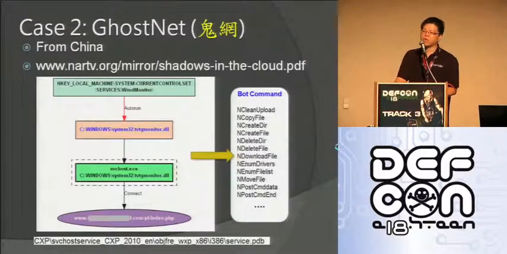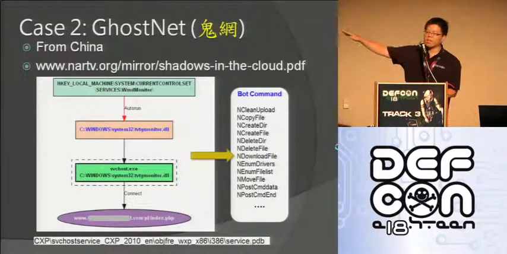Case number 2 is also a very famous one in the Chinese hacker community. It's called GhostNet. The original official report was released by Canadian researchers, Shadows in the Cloud. And from the sample, you can see that it tried to install itself as a system DLL file into the system. And then it will connect to a CNC server. When we tried to reverse this binary, we also identified the botnet commands that it can use. So you see all these botnet commands that this GhostNet can use.